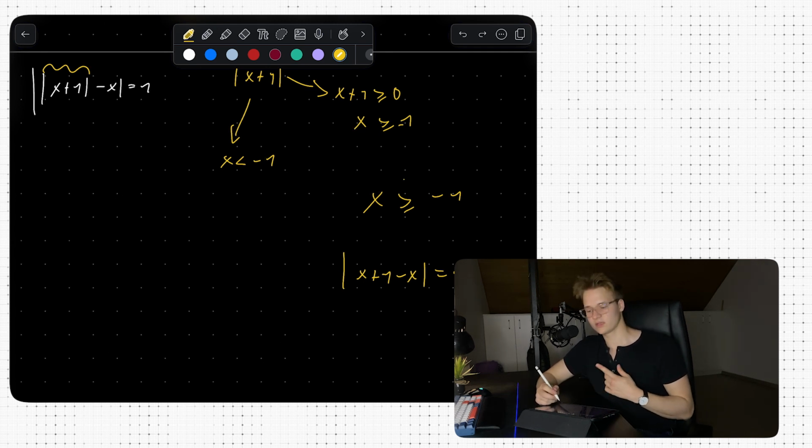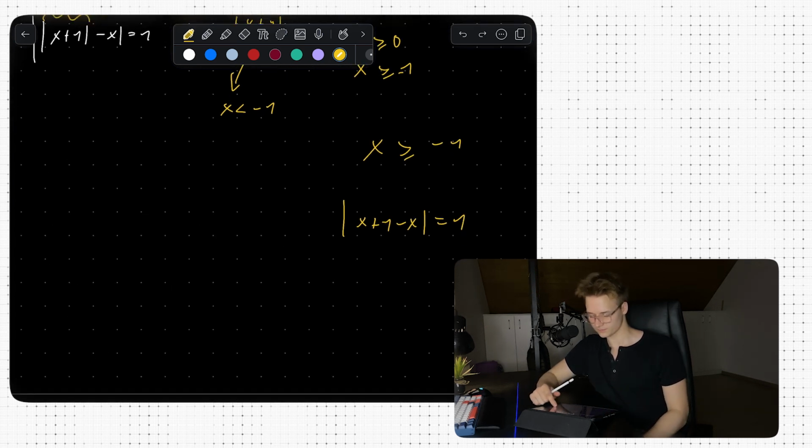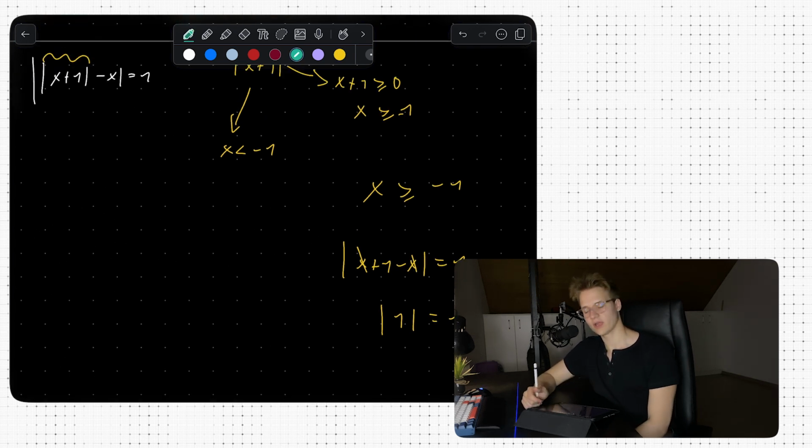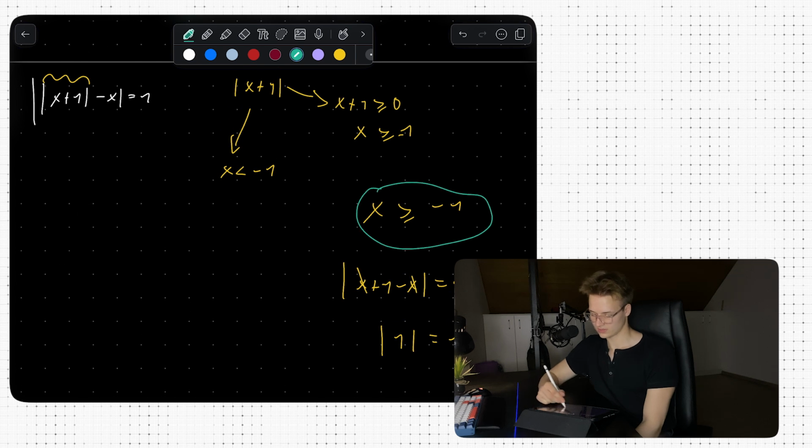The only thing is, at the end, you're going to look at only the solutions for which x is greater than or equal to minus 1. In this case, the x's are just removed, so we have the absolute value of 1, which is 1. So this is okay. This is valid for every x that is greater than or equal to minus 1. So that's our condition.